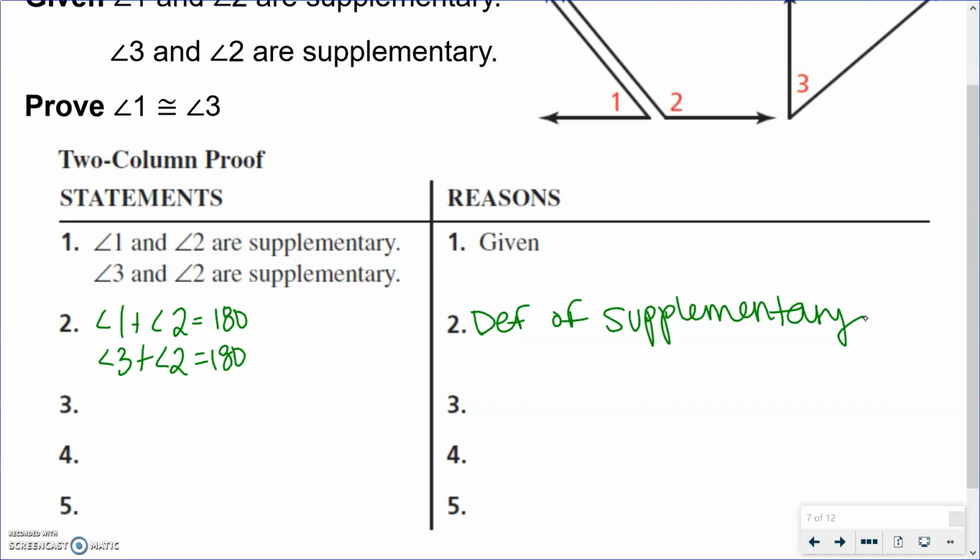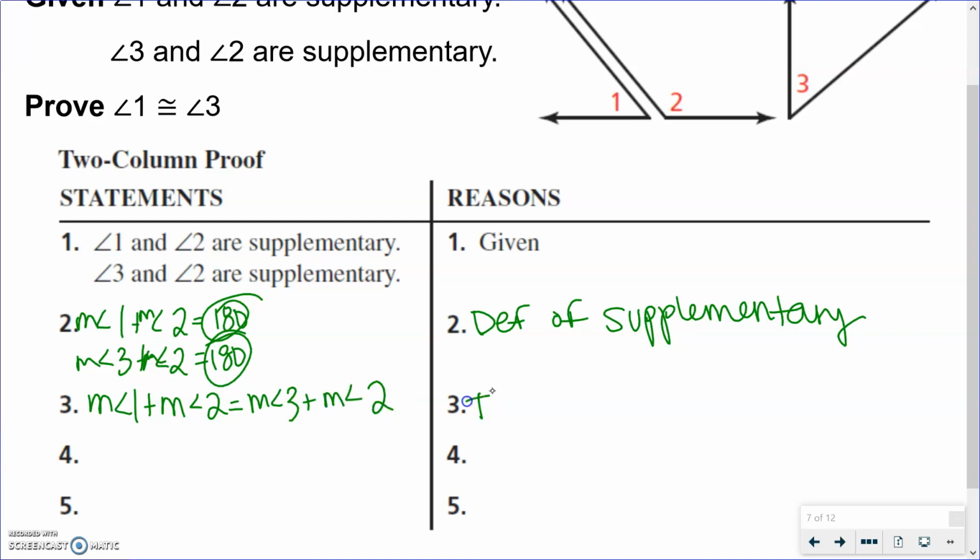All right, the next thing that we're going to look at here is somehow, some way, we're going to want to get all those into one equation so that we can get angle 1 and angle 3 equal to each other. Really and truly this is more correct with the measure of each angle. So I see they're both equal to 180, and I know this property that I can take those two things, so the measure of angle 1 plus the measure of angle 2, and then set it equal to the measure of angle 3 plus the measure of angle 2. And that's the transitive property.